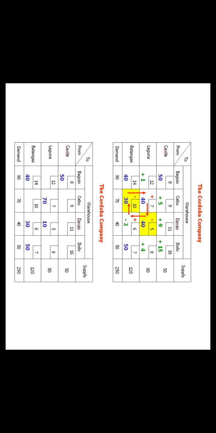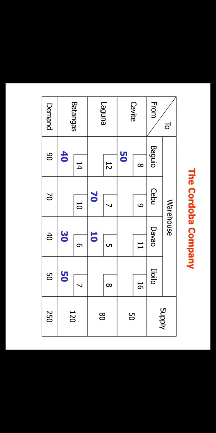Let's now analyze your second tableau. So again, I will be analyzing each unused square from left to right and then top to bottom. I'll begin with the unused cell with a cost of 9. The closed path of that unused cell will be from 9, you go down to 7, go right to 5, down to 6, left to 14, up to 8, back to our 9. So in terms of improvement index, that would be plus 9 minus 7, which is positive 2, plus 5, which is positive 7, minus 6, which is positive 1, plus 14, which is positive 15, minus 8, which is positive 7.